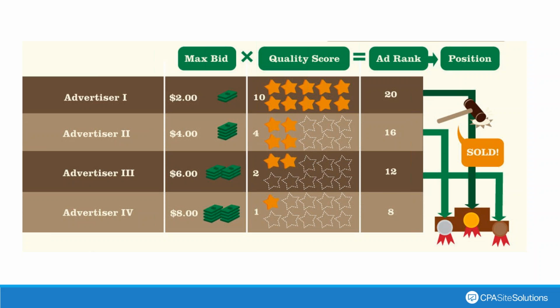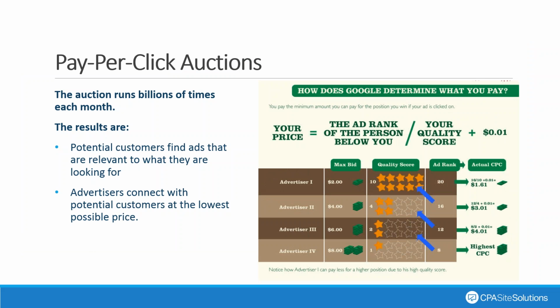So quality score is really important, and let me show you why. These auctions are run billions of times each month. And the results are, and it's really important, potential customers find ads that are relevant to what they're looking for because of the quality score. And you, as an advertiser, get to connect with potential customers at the lowest possible price. I'll show you what that means.